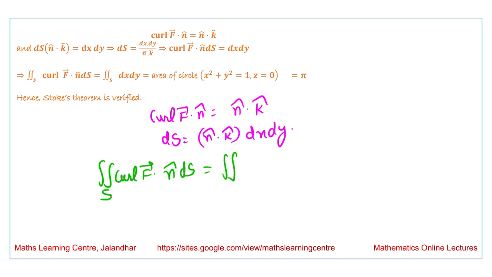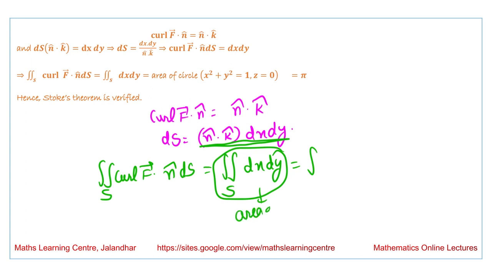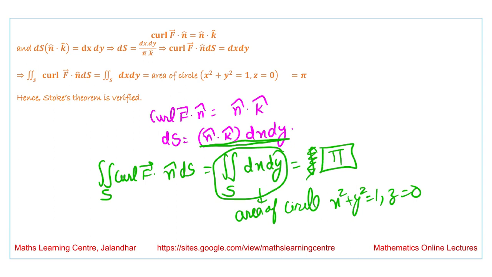This is equal to the double integral over S. The whole value we are getting is dx dy, which is the area of the circle in the xy plane, that is x square plus y square equal to 1 and z equal to 0, and the value of this area is pi. So in both cases we have obtained the same answer, pi, hence Stokes theorem is verified.